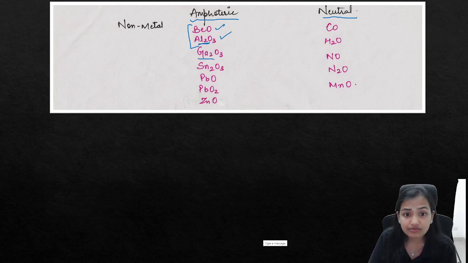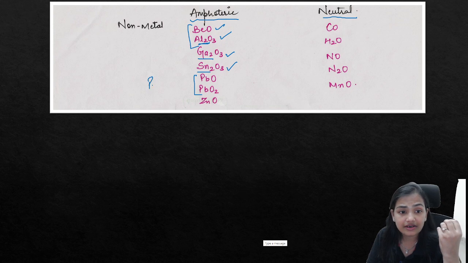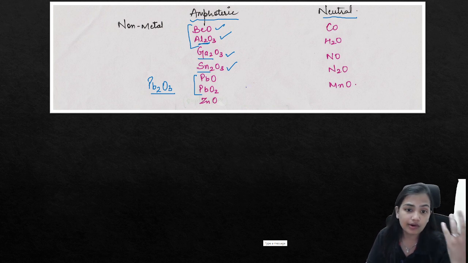Here the gallium oxide and the tin oxide, Ga2O3 and SnO, are also amphoteric in nature. Here comes a question, PbO and PbO2. These are the two oxides of Pb. Even I can write it as Pb2O3, or Pb3O4. Sometimes you will be getting this as Pb3O4.